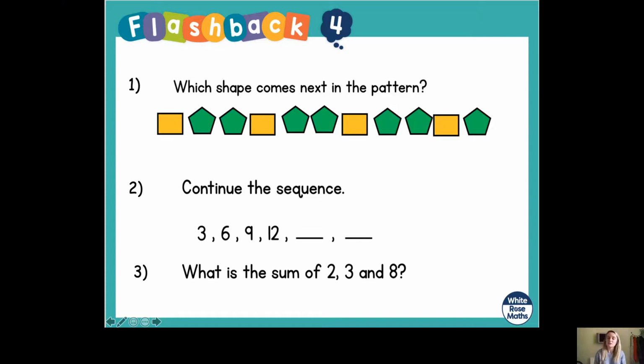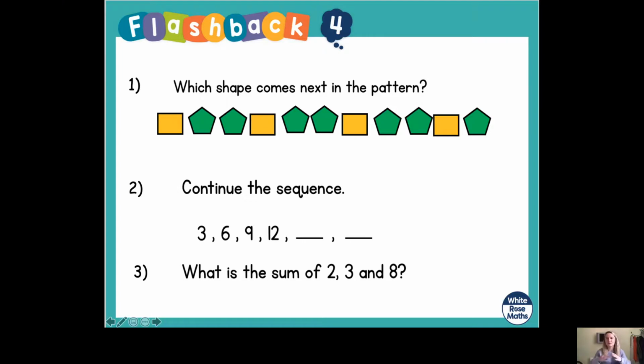Then number 3, what is the sum? What is the total of 2, 3 and 8? Now there are 2 numbers here that are jumping out at me. Can you spot the 2 numbers that I'm talking about? And if you can, use this to help you answer this question? So pause the video now and have a go at your flashback.